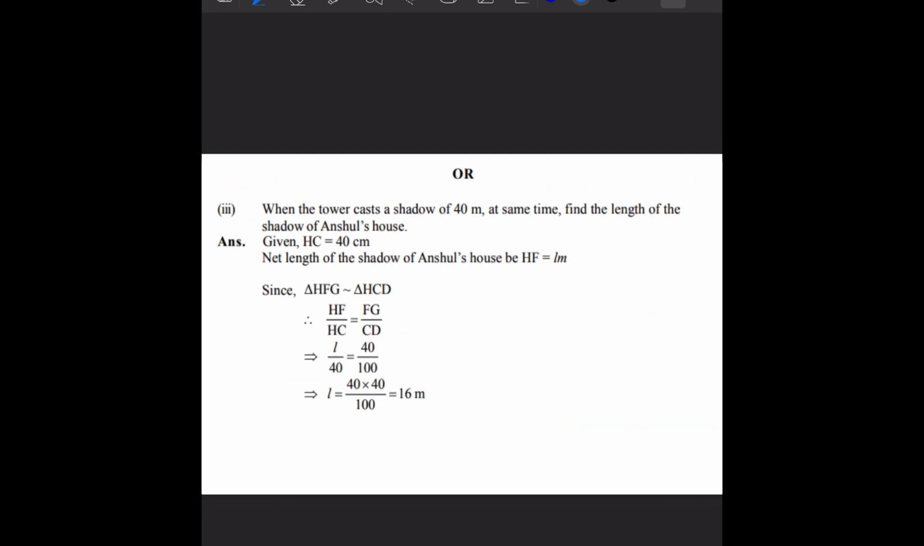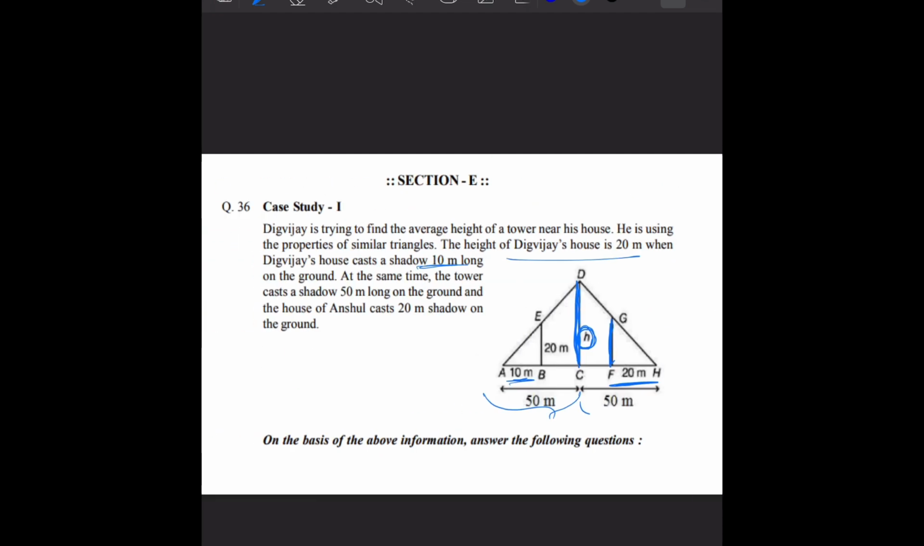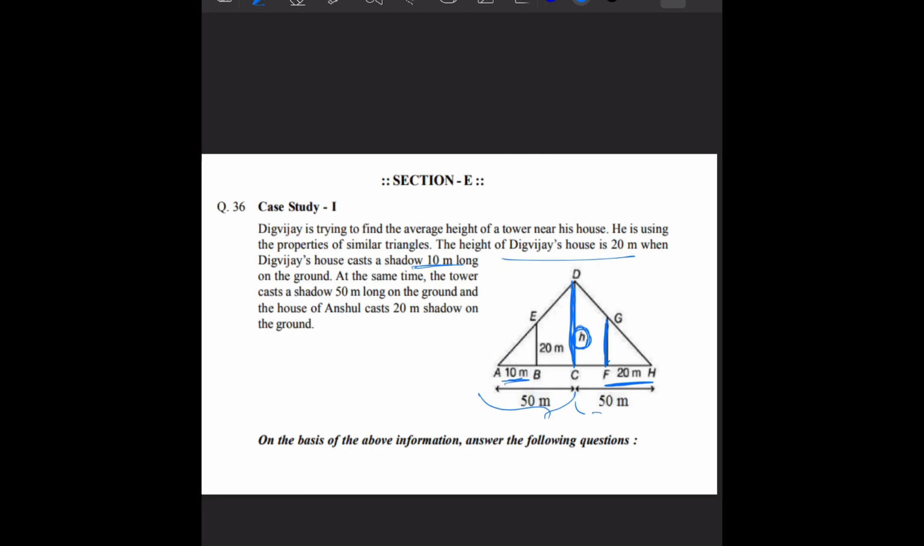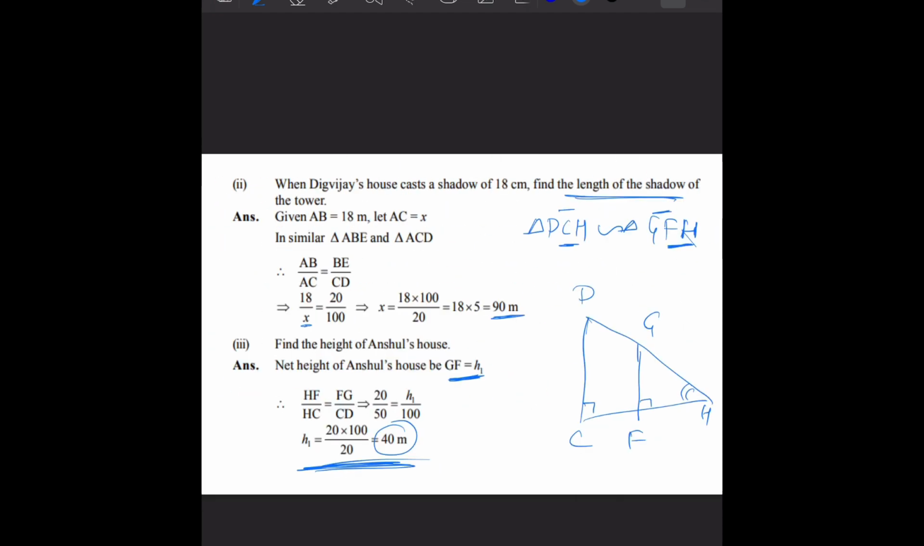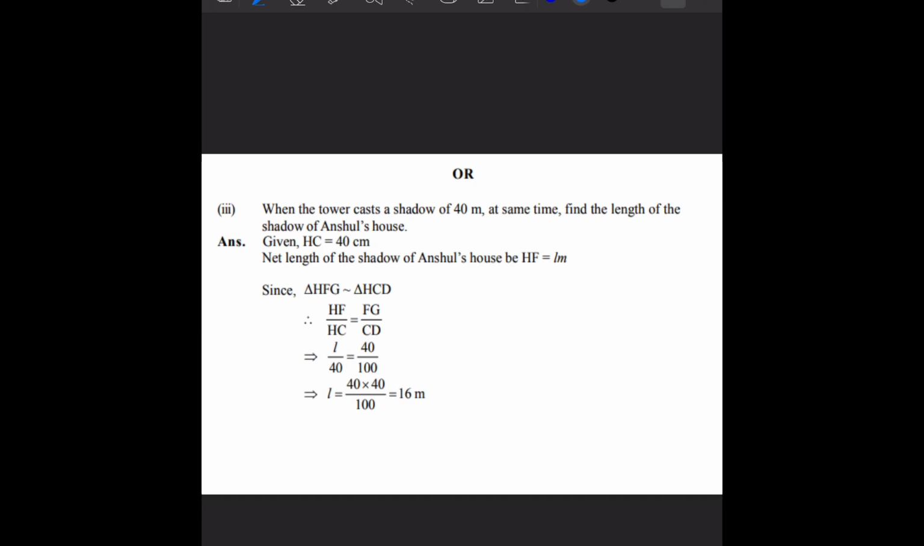When the tower casts a shadow of 40 meter, at that same time find the length of the shadow of Anshul's house. What is the HC now? We need to take HC as 40 meter. We know triangle HGF is similar to triangle HCD. Sides are in ratio. Now the shadow is 40. We'll put 40 in place of FG upon 100 by cross multiplying. You'll get a value of 16 meter. The length of the shadow of Anshul's house is 16 meter.